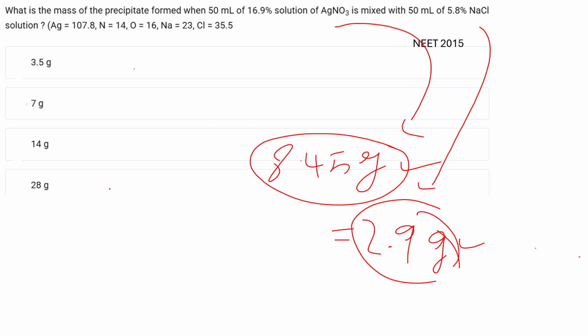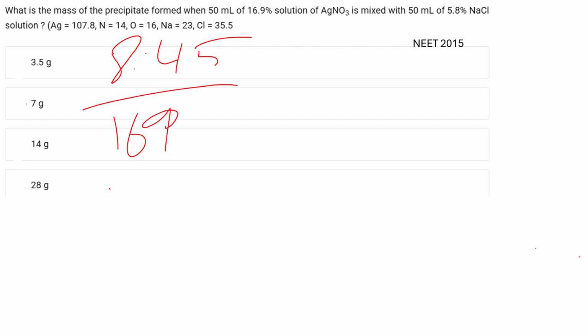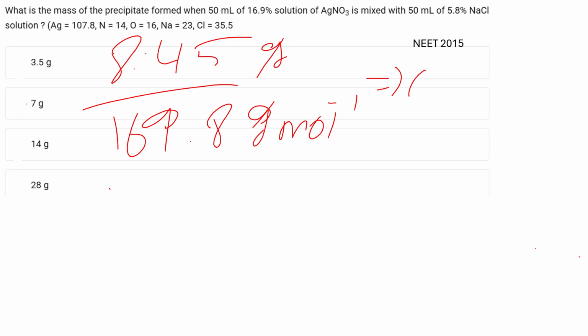The molecular weight of silver nitrate is roughly 169.8. Molecular weight is in the unit of gram per mole. The given weight is in grams. Gram gets cancelled, and we will get the answer in moles. This is 0.0497 moles.